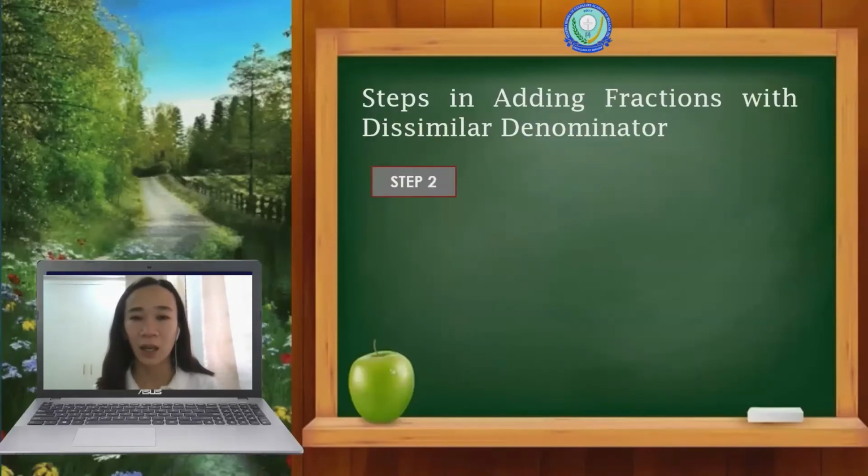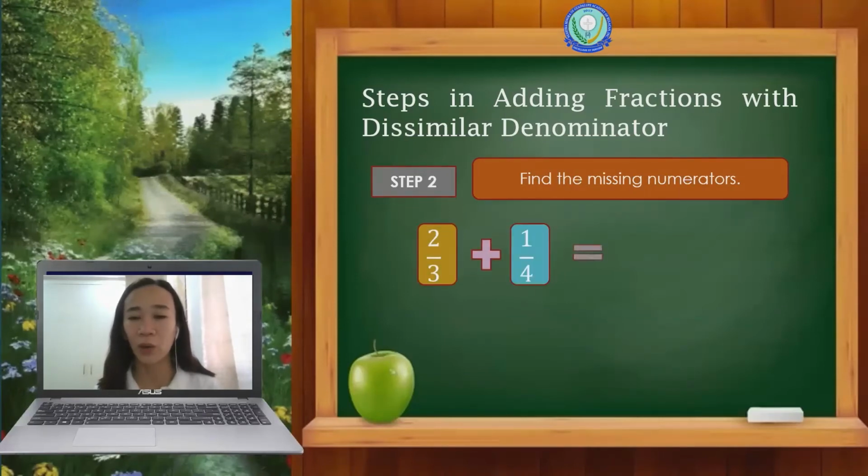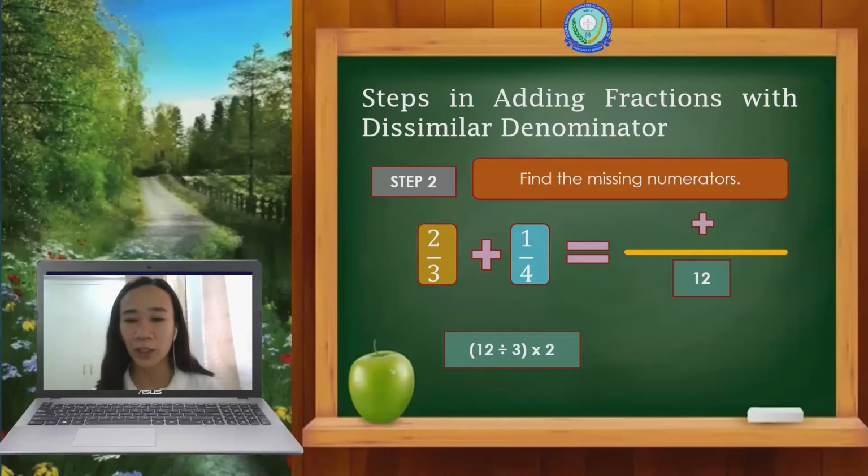Next, we need to find the missing numerators. How can we find the missing numerators? We already have the denominator. To find the missing numerators, all we have to do is to divide the denominator 12 by the first denominator, which is 3, and then multiply by the numerator, that is 12 divided by 3 times 2. That is equal to 8.